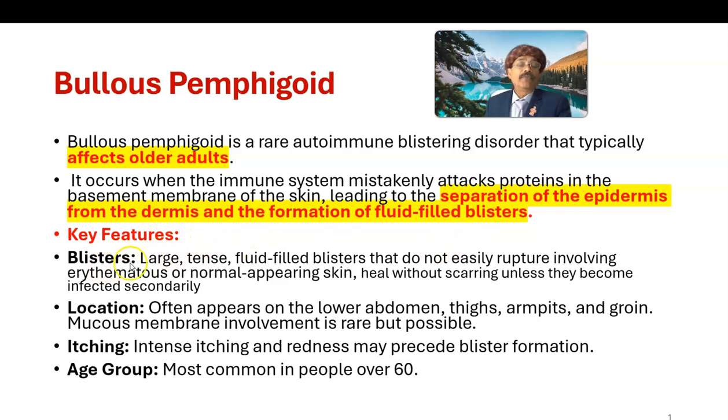Key features: you will get large, dense, fluid-filled blisters that do not easily rupture, involving erythematous or normal-appearing skin. They heal without scarring unless they become infected secondarily. Location: it often appears on the lower abdomen, thigh, armpit, and groin. Mucous membrane involvement is rare but possible. Intense itching and redness may precede blister formation. Age group: most common in people over the age of 60.